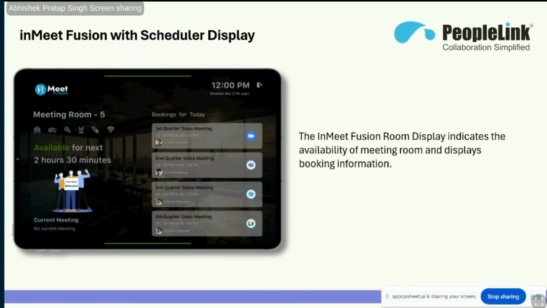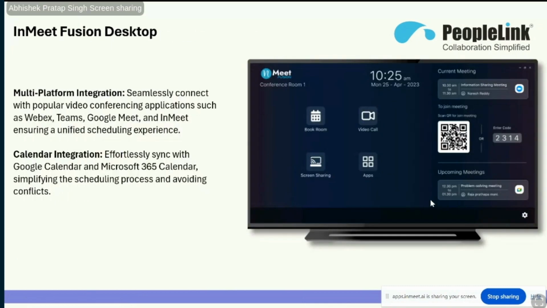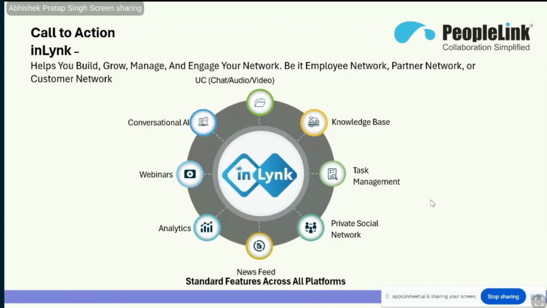So this is the scheduler, which is there on the outer side. You could see that Zoom, Teams, WebEx, and Google Meet, all your meetings are connected into a single universal calendar. So this is the champion product that we wanted to talk about. You have multi-platform integration and calendar integration, which we talked about for getting a single layout of everything. So this is something that we have.